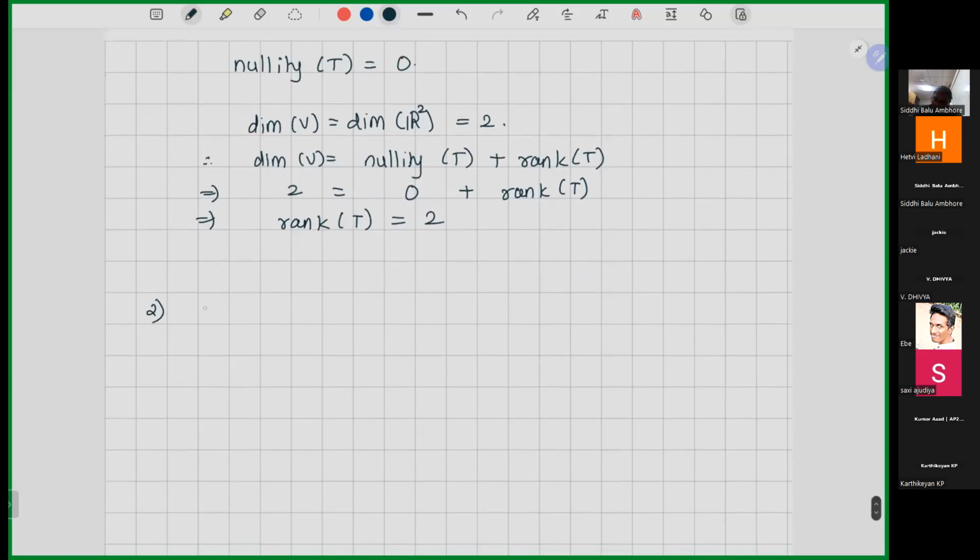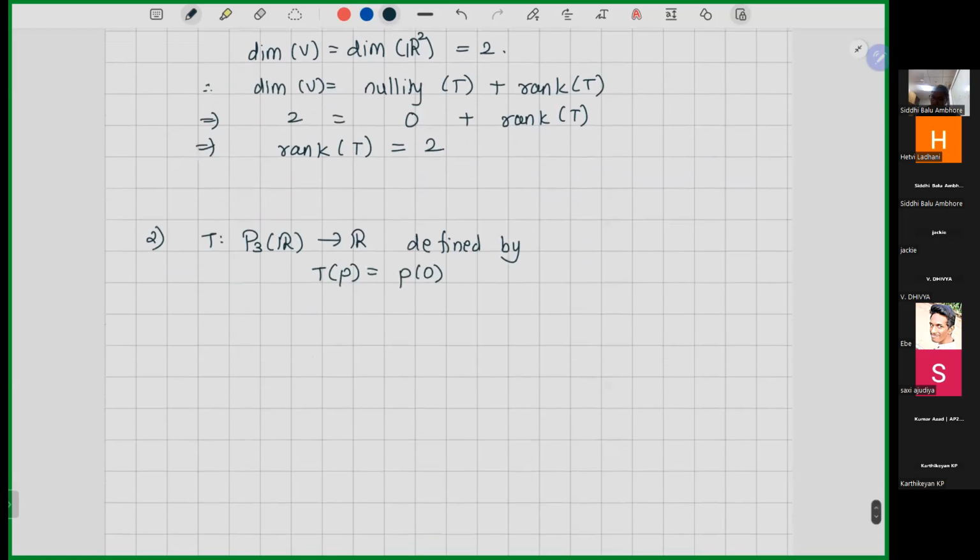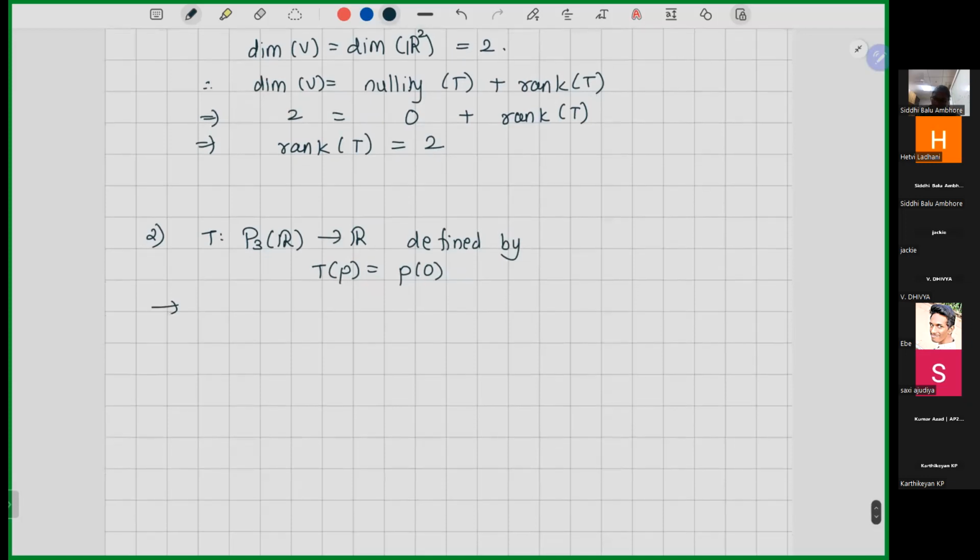Okay, so now the next linear transformation is from P3(R) to R defined by T(p) = p(0). So T(p) = p(0) means when we evaluate the polynomial p at 0, whatever we get is our image under this linear transformation. So how to do it?